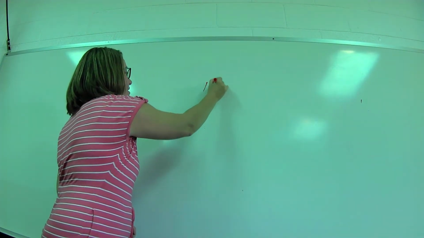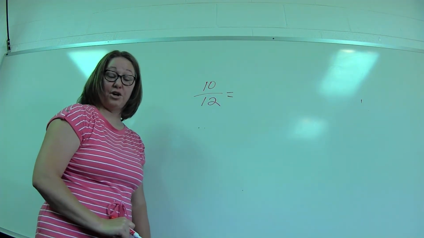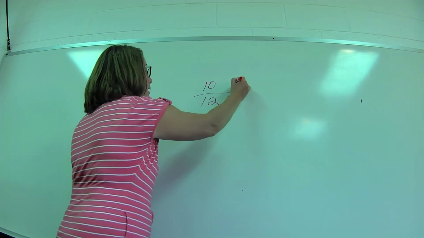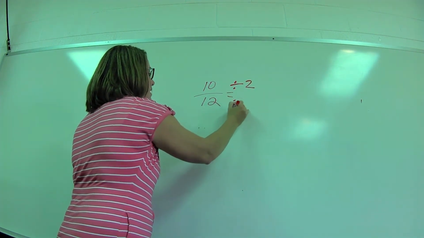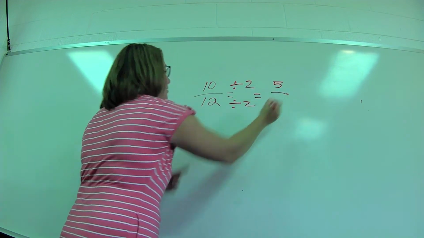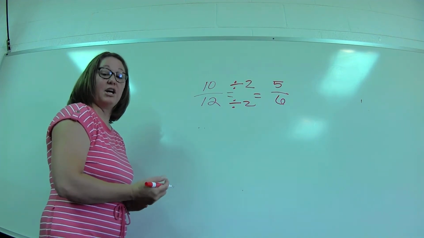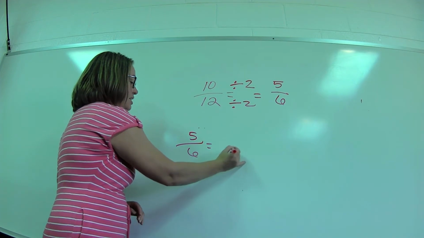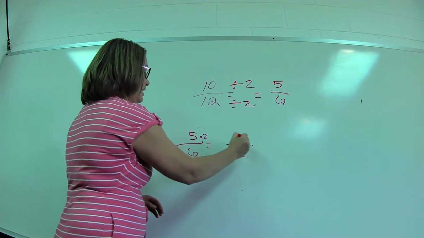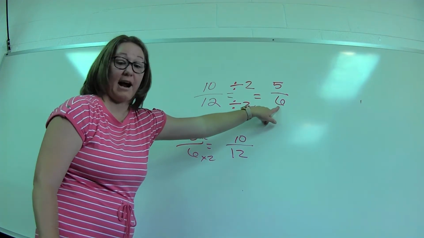So here I have 10/12, and I want to reduce this to the lowest terms. What factor is common with 10 and 12? Very good. 2. So I'm going to divide by 2. Now I have 10 divided by 2 equals 5. 12 divided by 2 gives me 6. I have 5/6. They are equivalent. If I took 5/6 and wanted to put 12 as the denominator, I have to multiply by 2 and I would get 10/12. So now we're taking the larger fraction and reducing it, dividing it, making it a smaller fraction, 5/6.